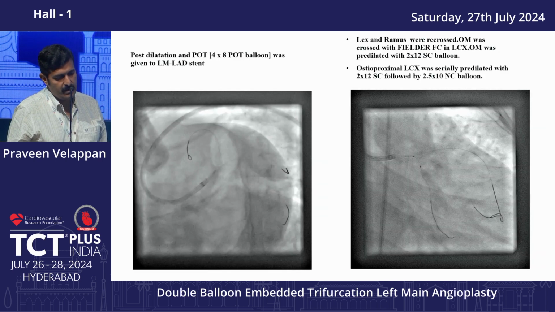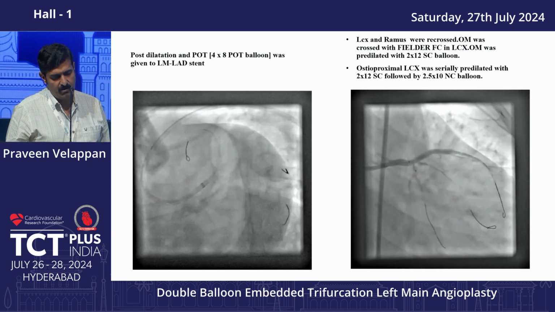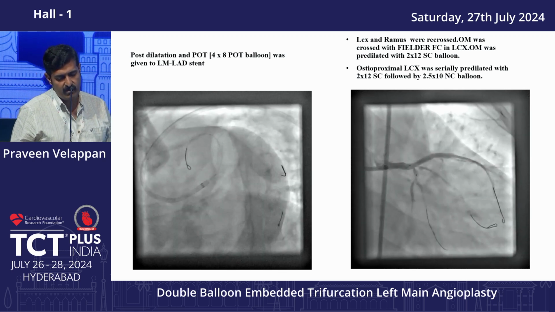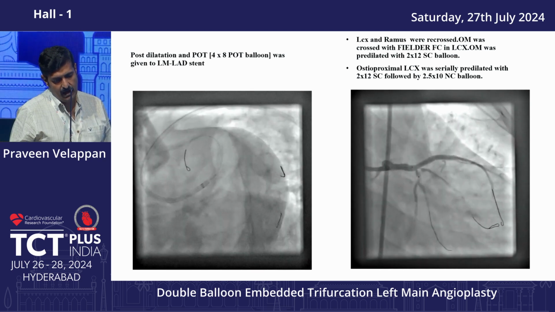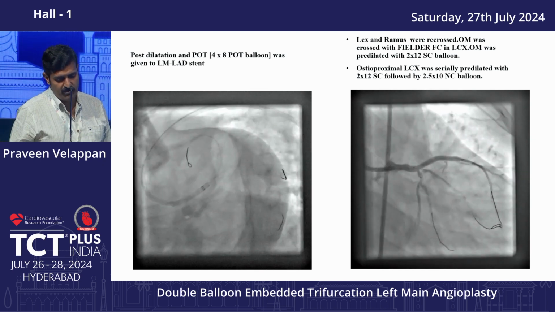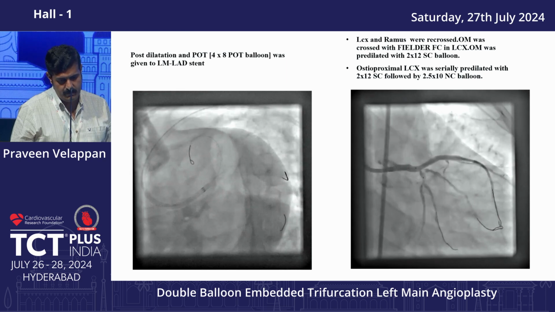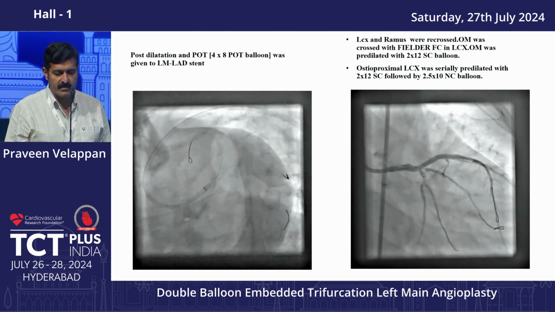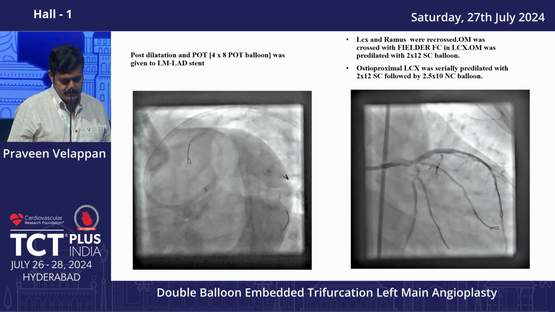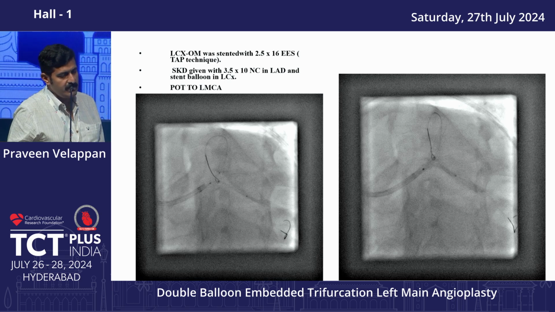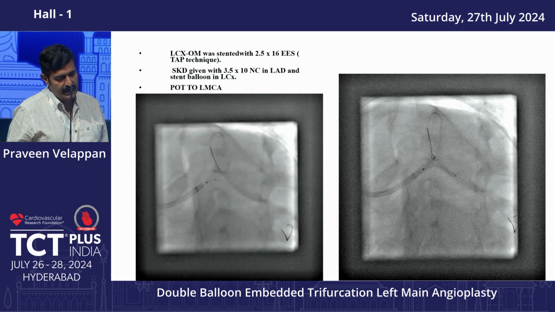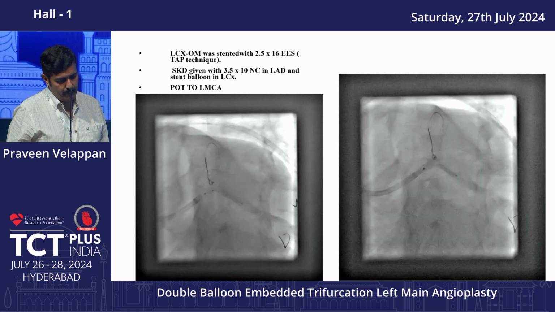And post dilatation and POT was given to the LM LAD stent. Then after that we recrossed the circ and ramus. The OM was crossed with a Fielder, and the OM lesion which was totally occluded was also opened. And the ostial proximal circ was serially pre-dilated. Following which circ to OM was stented using the TAP technique with a 2.5 x 16 stent, and a kissing dilatation was given, and after that we did a POT to the LM.